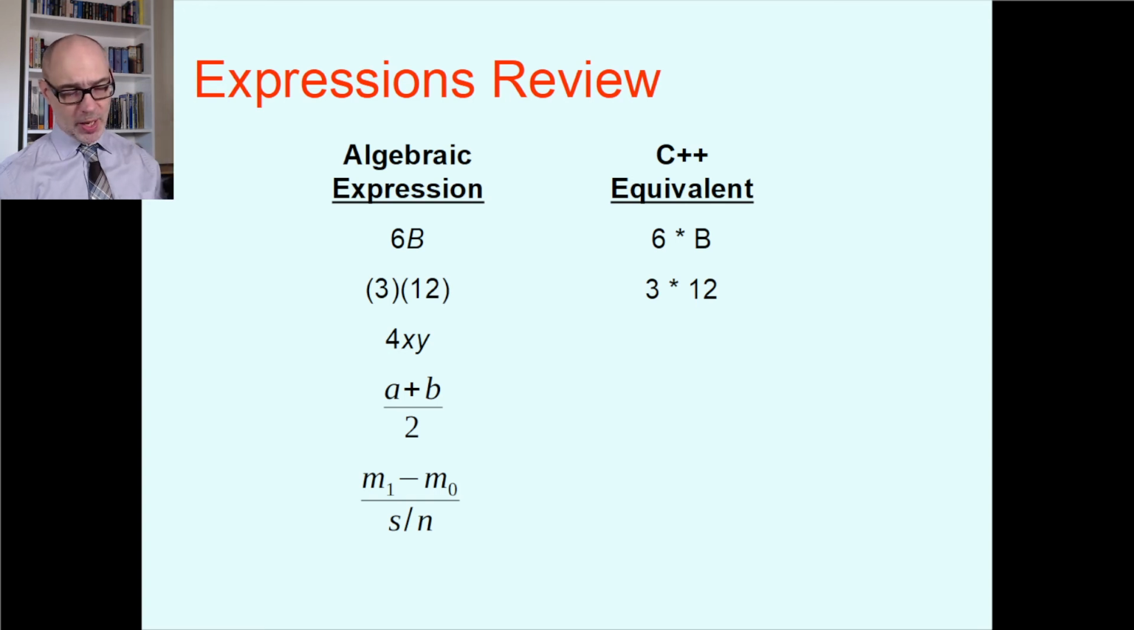You're going to have a whole bunch of asterisks here. You're going to have 4 star x star y to get those things multiplied. Now with the fourth one, right, you're seeing a fraction there. We're going to write that whole thing out in a line, and as we said a couple minutes back, you get grouping for free with this piece of math writing. The a plus b has to get added first on top.